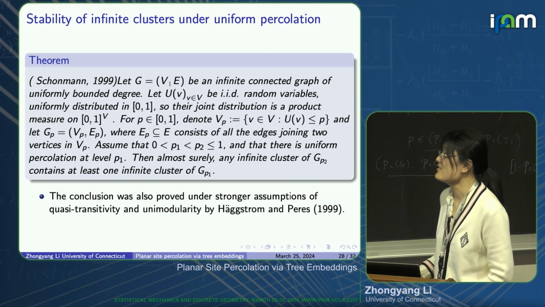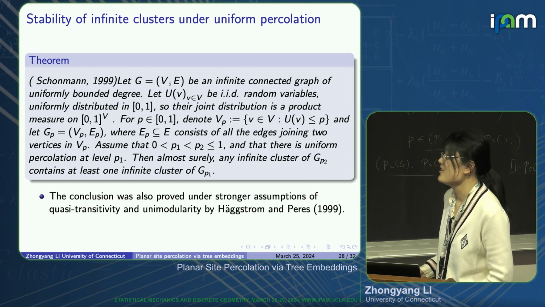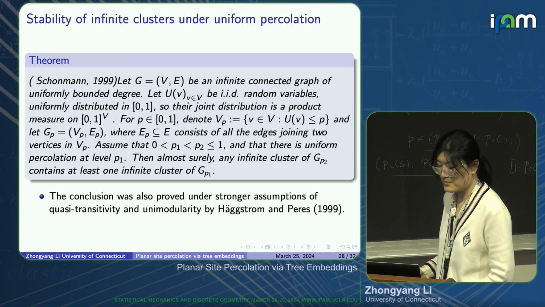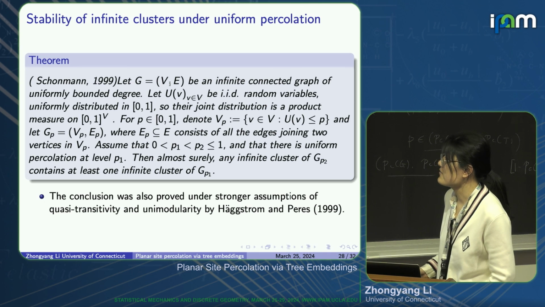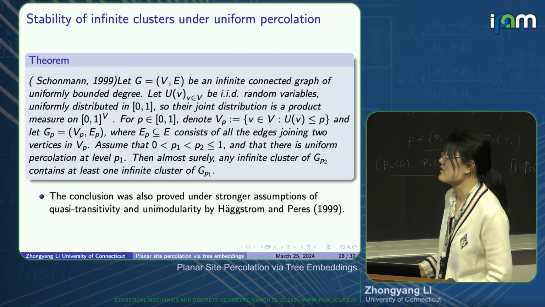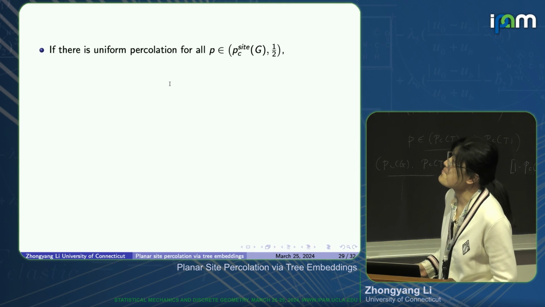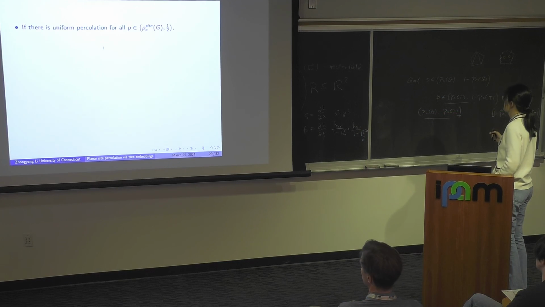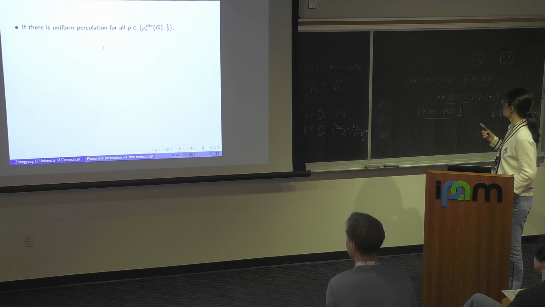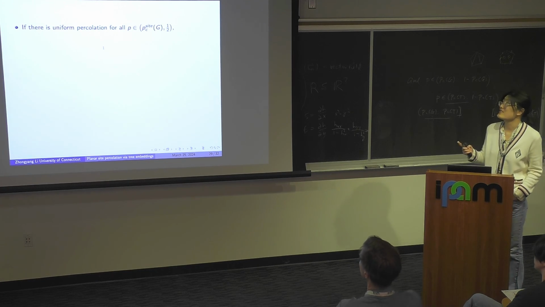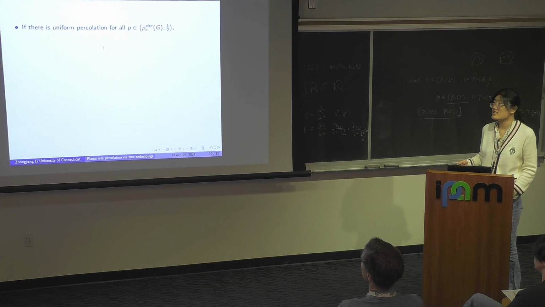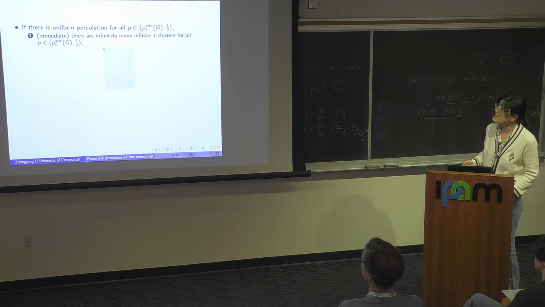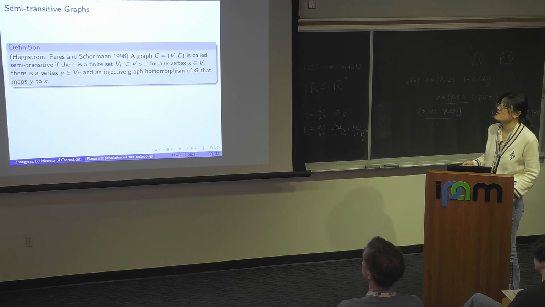Okay, and then a weaker version of this theorem was also proved under the assumption of quasi-transitivity and unimodularity. And then we're done with the proof that whenever P is between PC of G and 1 minus PC of T, there are always infinitely many infinite clusters. Then I still want to mention a special case when uniform percolation holds.